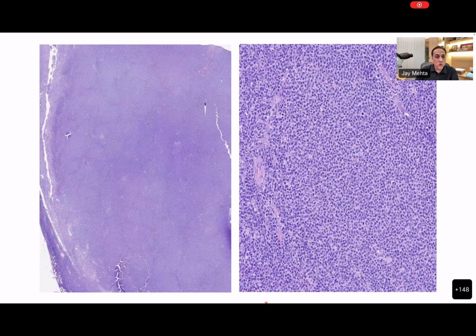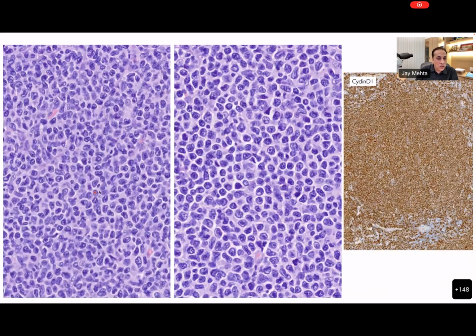So here's the low power view. You can see this very pale staining. These are all different sized nodules. This is a relatively high power magnification of this nodule. You can see these medium sized lymphoid cells at a higher power. These are all cleaved nuclei. They are folded. There's a cleft there, and you can see that almost all of these are bereft of a prominent nucleolus, and that's cyclin D1 positivity, which tells you that this is a mantle cell lymphoma.